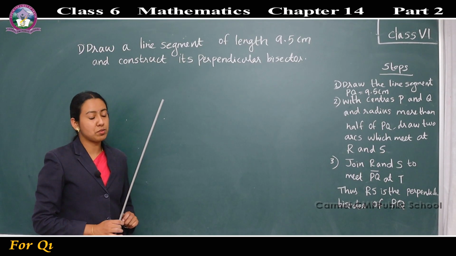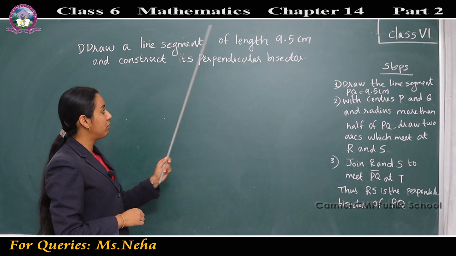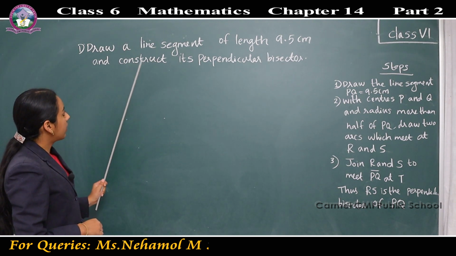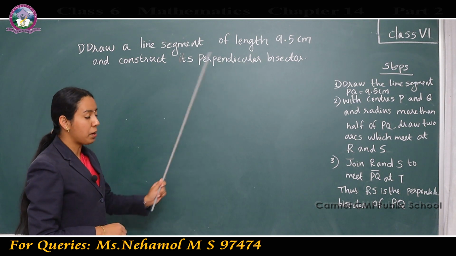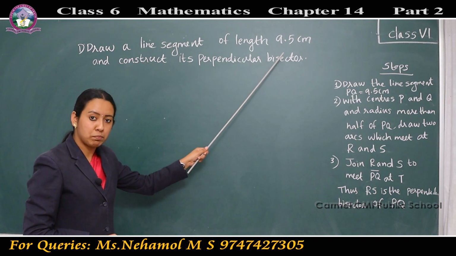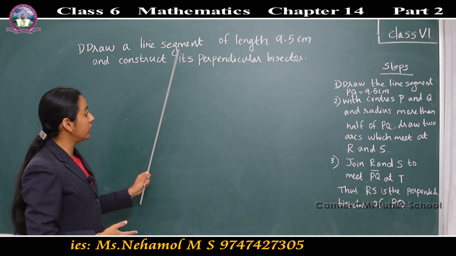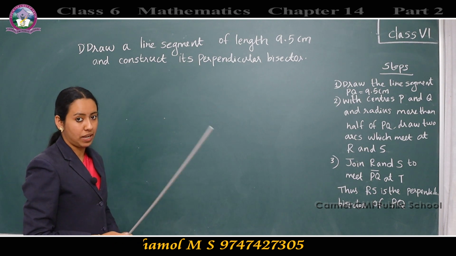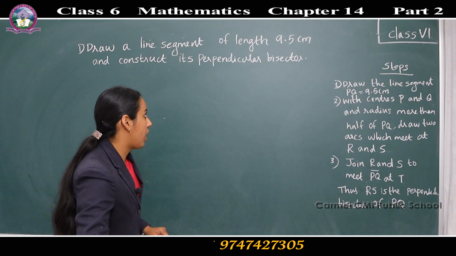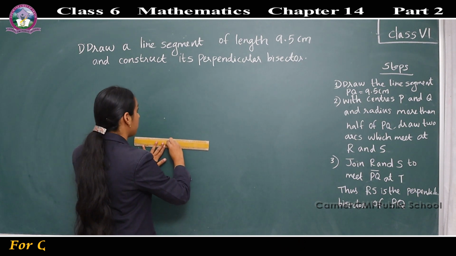Now we can go through a question. Draw a line segment of length 9.5 centimeter and construct its perpendicular bisector. We have to draw a line segment of length 9.5 centimeter and also we have to construct its perpendicular bisector. First we have to draw a line segment of length 9.5 centimeter.